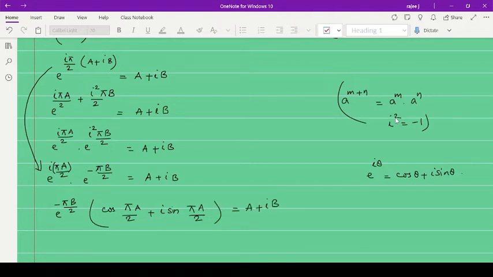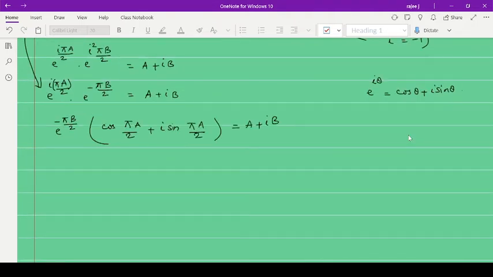Now just open this bracket. From here directly, without opening, you can also equate the real and imaginary parts. Otherwise you just open the bracket, that is e raised to minus pi b by 2 cos pi a by 2 plus i into e raised to minus pi b by 2 sin pi a by 2 equal to a plus ib. Now equate the real and imaginary parts.